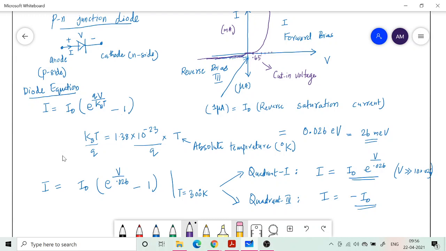So cut-in voltage is something like 0.6 to 0.7. That's the range of cut-in voltage for silicon. For germanium it is like 0.3 to 0.35, which is smaller. And for gallium arsenide it may be something like 1.8 to 2 volt. So depending upon the material with which you make the diode, the cut-in voltage differs, and the value of the current becomes significant.